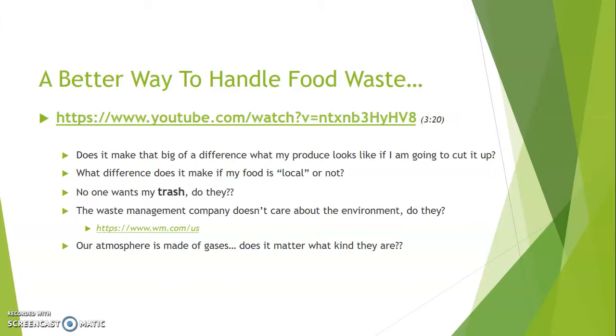And then there's also a link for you to go to read up a little bit about how waste management companies work with restaurants. And our atmosphere is made out of gases, right? There's lots of different gases in our atmosphere. Does it really matter what kind they are? Well, the obvious choice is, sure, we'd want to have as much oxygen as possible. So what is it about handling our food waste that can change that?